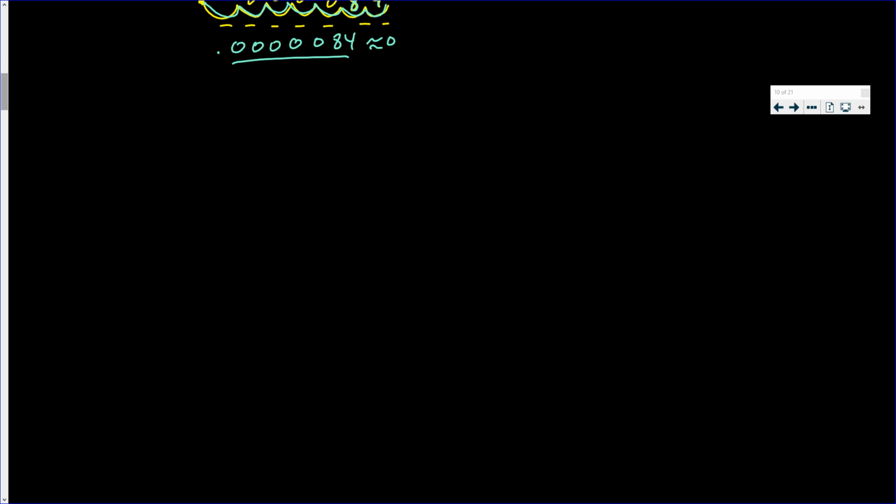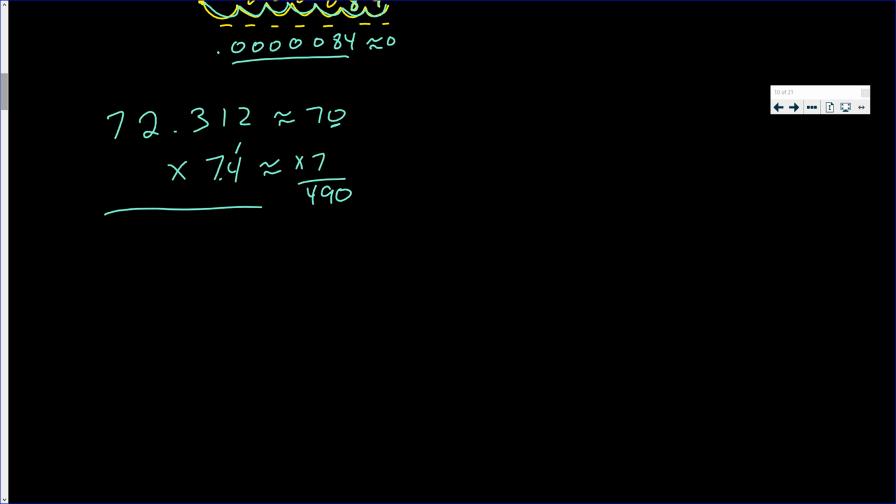Okay, suppose you want to do this. 72.312 times 7.4. Well, this number is around 70. This number, 7.4, let's make it around 7. 7 times 7 is 49 with that extra 0. Just make sure we get around 490. Okay, 4 times 2 is 8. 4 times 1 is 4. 4 times 3 is 12, carry the 1. 4 times 2 is 8, plus the 1 is 9. And 4 times 7 is 28.